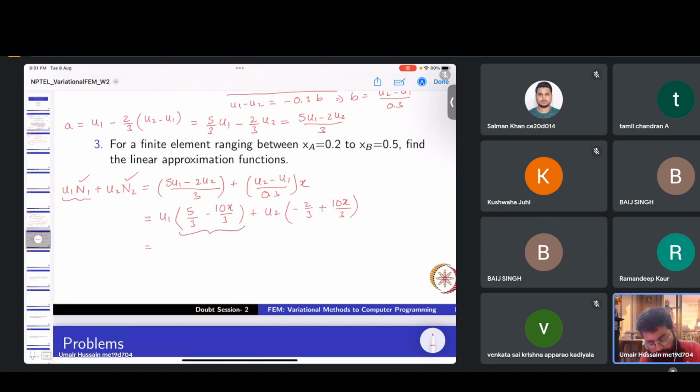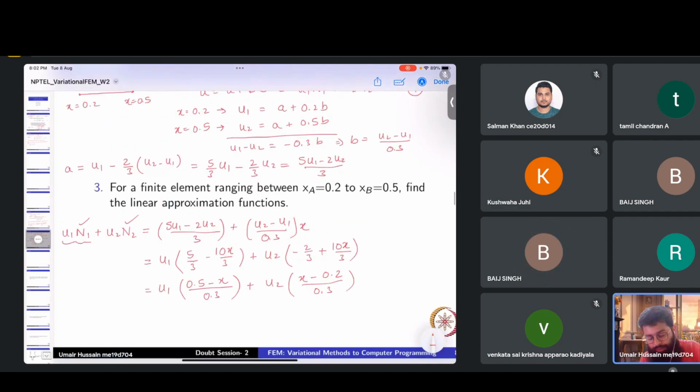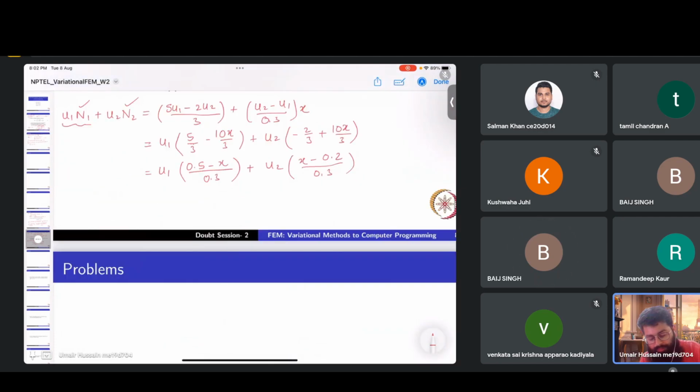Yes, exactly. I'll write them more clearly: u1 times, written in terms of the nodal coordinate values, (0.5 minus x) upon 0.3, plus u2 times (x minus 0.2) upon 0.3. This 0.3 is nothing but the length of the element, 0.5 minus 0.2. So this is our n1, and this is our n2.